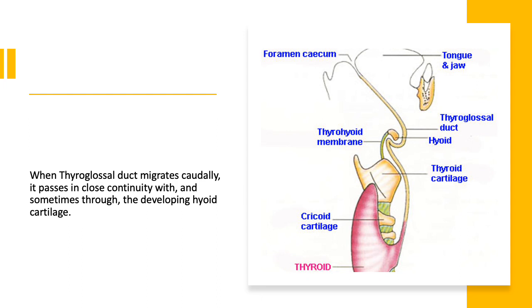During the migration of the thyroglossal duct, it passes anterior to, posterior to, or through the developing body of the hyoid cartilage that later develops into the hyoid bone. The importance of this is considered during the surgical removal of the thyroglossal cyst, called the Sistrunk operation. Because of the close relationship to the body of the hyoid bone, during the Sistrunk operation the body of the hyoid bone is also removed with the thyroglossal cyst and the tract.